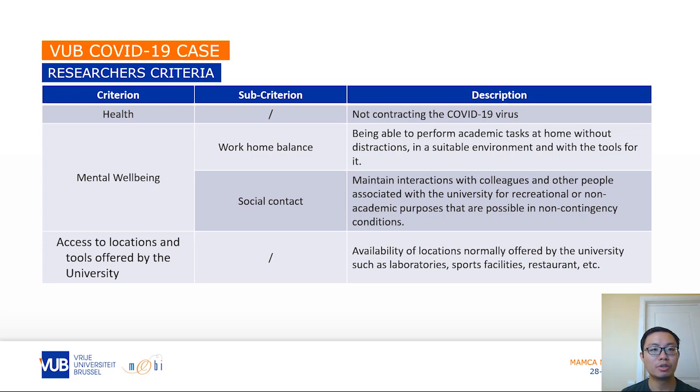For the research group, there are three main criteria: health, mental well-being, and access to locations and tools offered by the university. Under mental well-being, there are two sub-criteria, work-home balance and social contact.